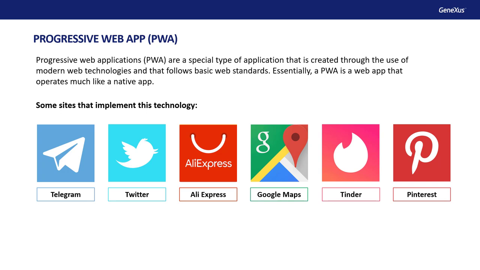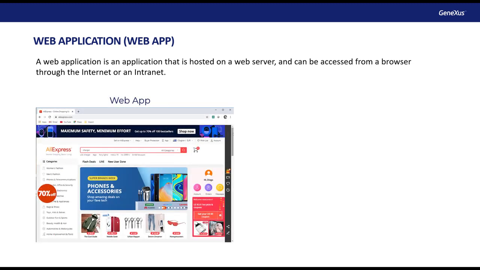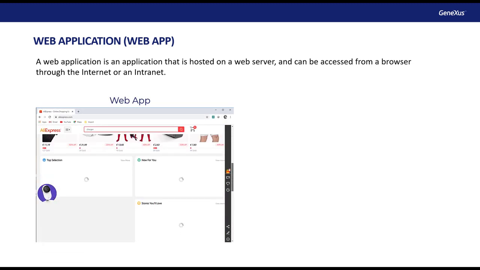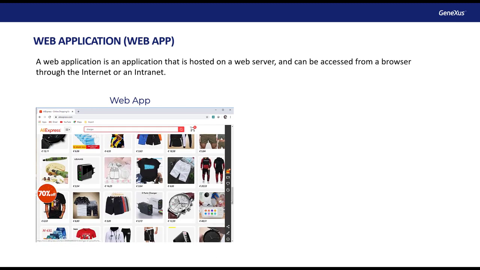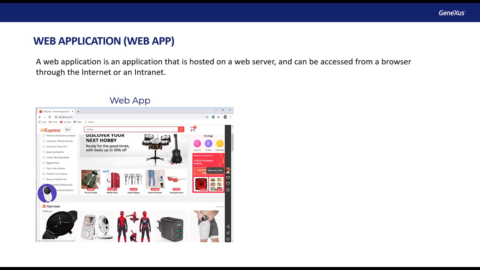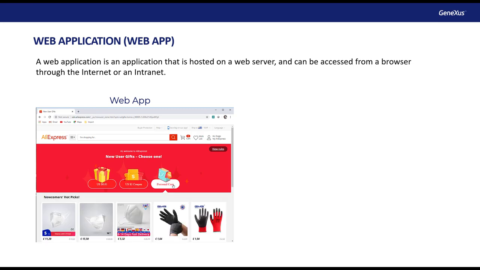Before we get into the details of progressive web applications, we'll see what web applications and native applications are all about. In this way, we'll know their particular characteristics and differences. A web application, or web app, as its name indicates, is an application that's hosted on a web server and is accessed from a browser via the internet or an intranet. Unlike native applications, web applications are not installed and run on the computer or mobile device, but instead, they're always executed on a server using a browser.